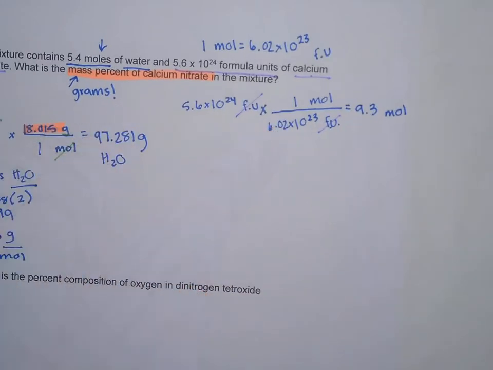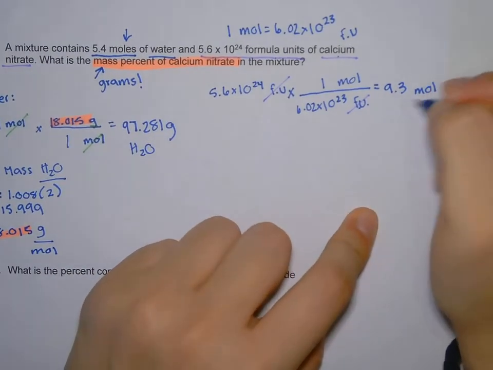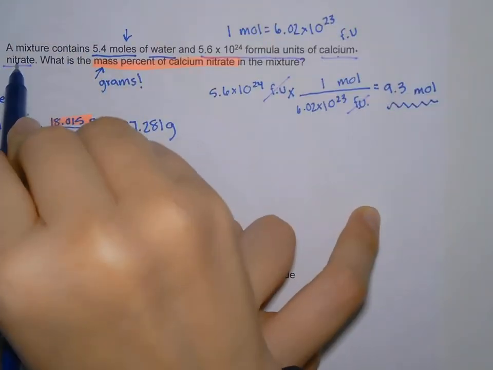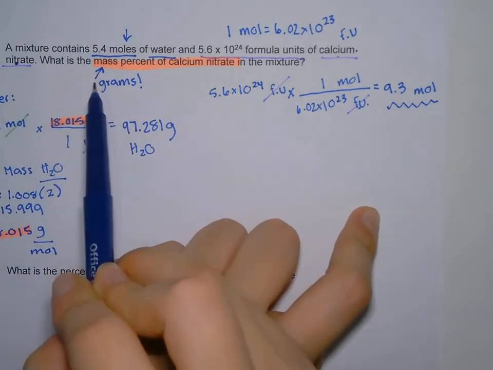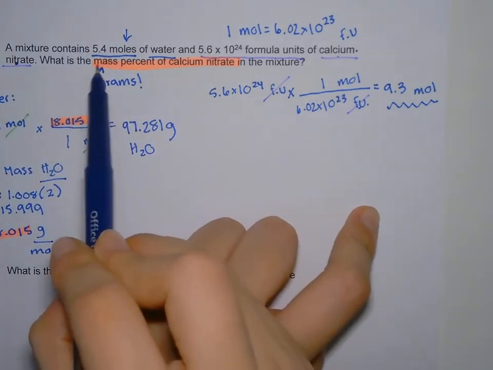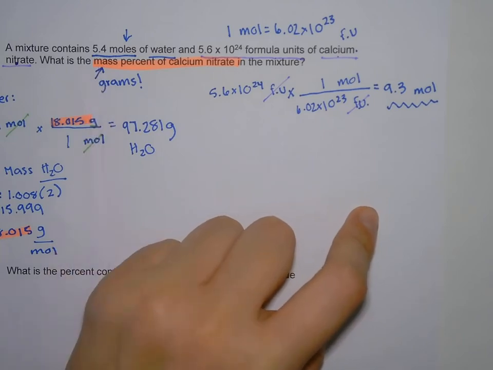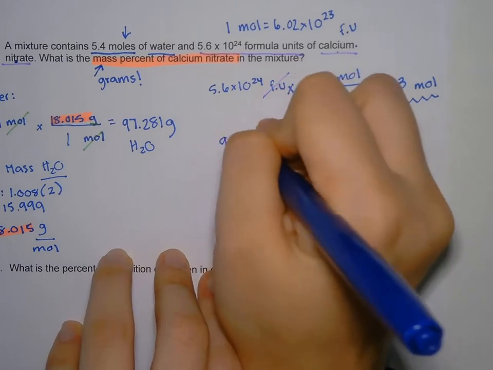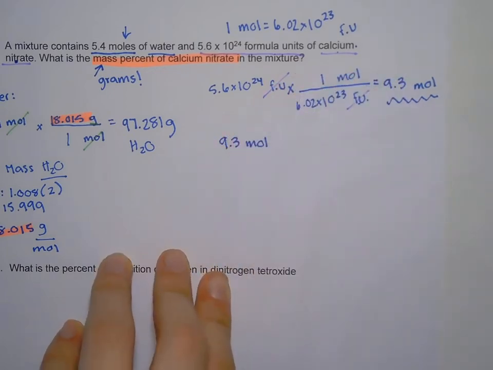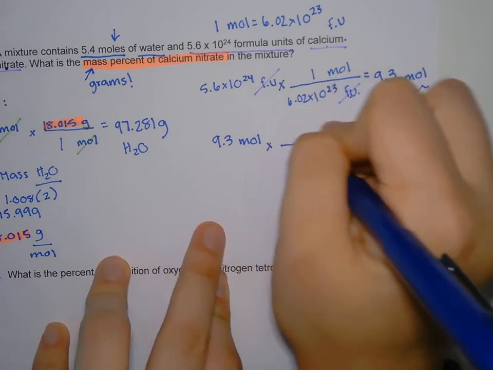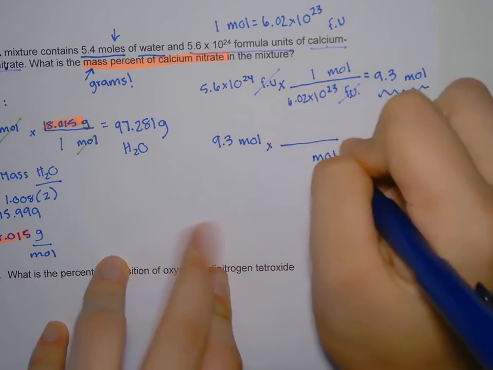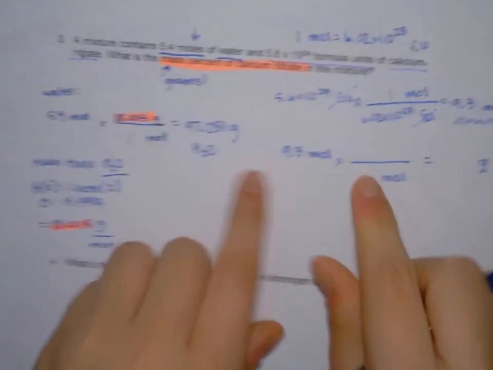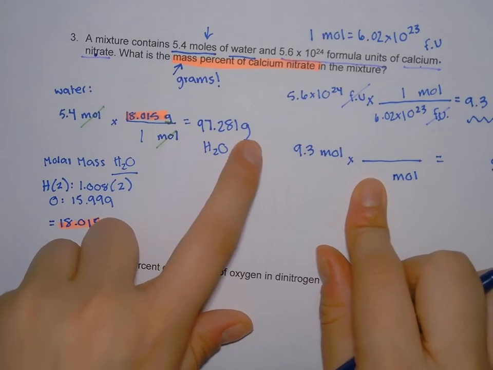9.3 moles. Cool, so now I know that I have 9.3 moles of calcium nitrate. However, I still need to find the grams of calcium nitrate because I need to find the mass percent. So if I have 9.3 moles of calcium nitrate, I need to multiply this by moles at the bottom so that my moles cancel out, and my final answer has to have grams, just how we did for water, where my final answer had to have grams.